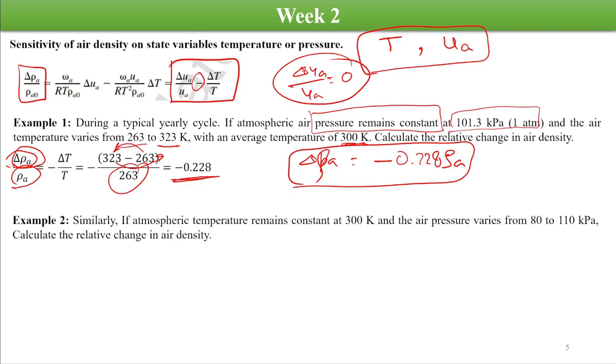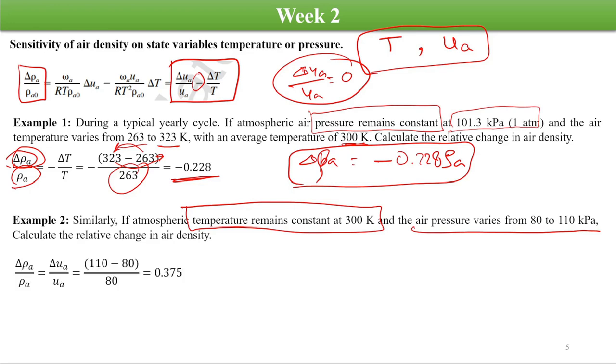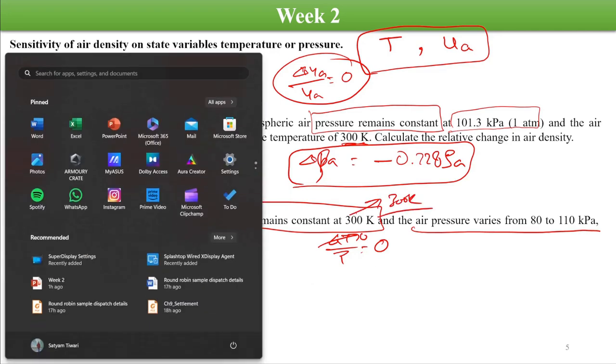Now if we see the similar type of example in the opposite sense, this time the temperature remains constant at 300 Kelvin, and the air pressure varies from 80 to 110 kPa. So what will happen? We'll use the same formula, and from the same formula, we'll see that the delta T upon T term will be zero because delta T is zero. There is no change in T. It is constant at 300 Kelvin, right?